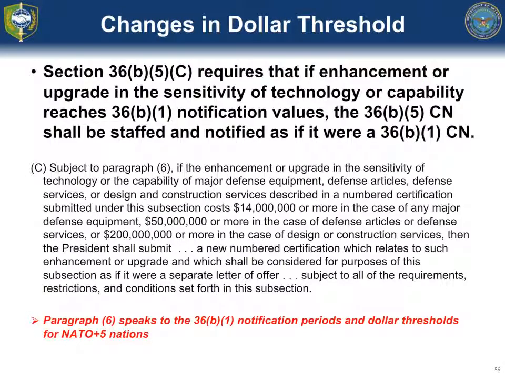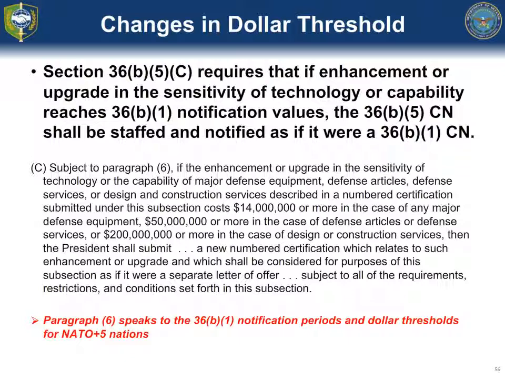Now, there's a different standard when that increase in sensitivity of technology or capability comes with an increase in case value. Let's say we're now on the Humdinger V2, but the total case value for the Humdinger V2 is going to cost $15 million more of MDE. Well, when that happens, when the sensitivity of technology or increase in capability comes with a notification cost that trips the notification threshold, then we are back to staffing and notifying as if it were a B1. You won't be able to offer the LOA or the amendment until the notification has completed a 15 or 30-day notification period. The advantage of a 36B5C over a new 36B1, well, there's none in terms of timing.